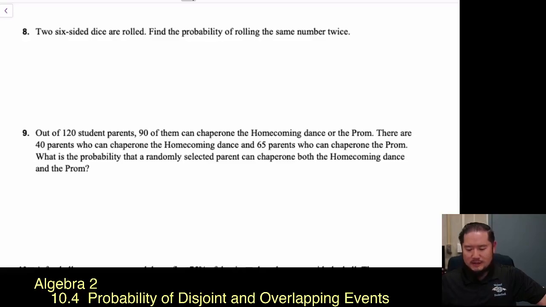Take a look at number 8. Two-sided die. Our roll, find the probability of rolling the same number twice. So let's think right here. We got event A is one die. The event B is the other one.